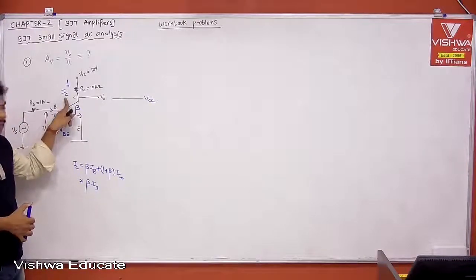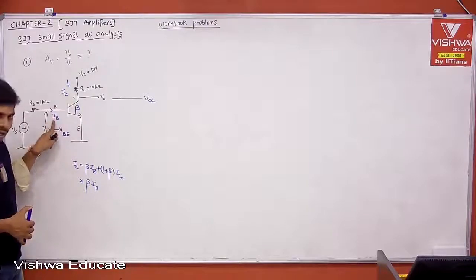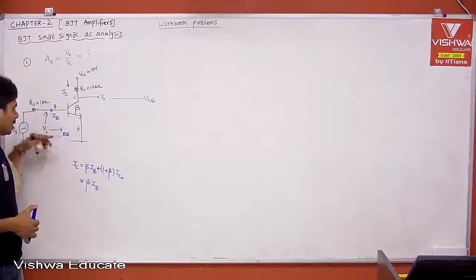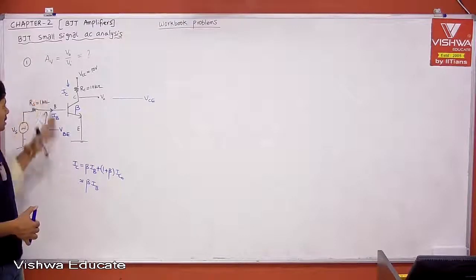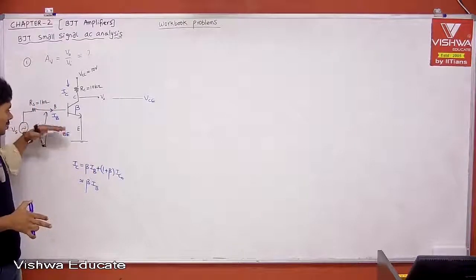We can calculate IC because it is a current-controlled current source. Your output current is controlled by input current. Your input current is controlled by input voltage. That input voltage is set by your input DC voltage or using some biasing configuration. Maybe that part we will see later, but let us say we are applying DC voltage.